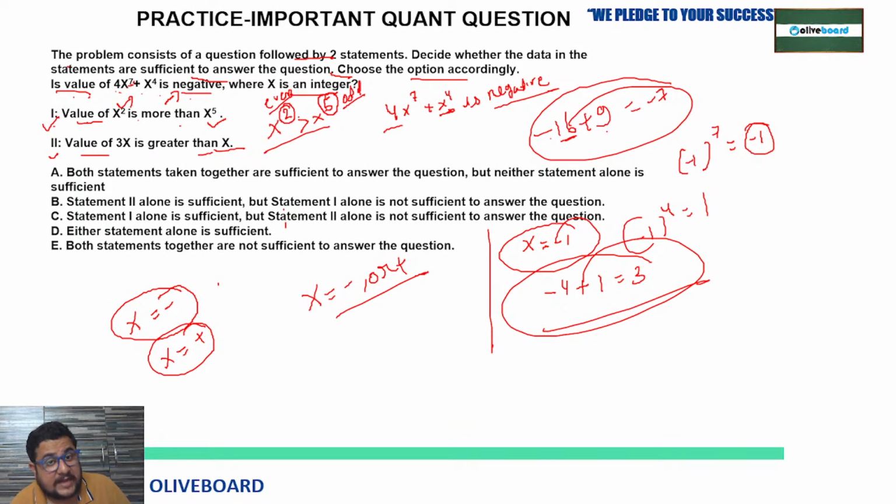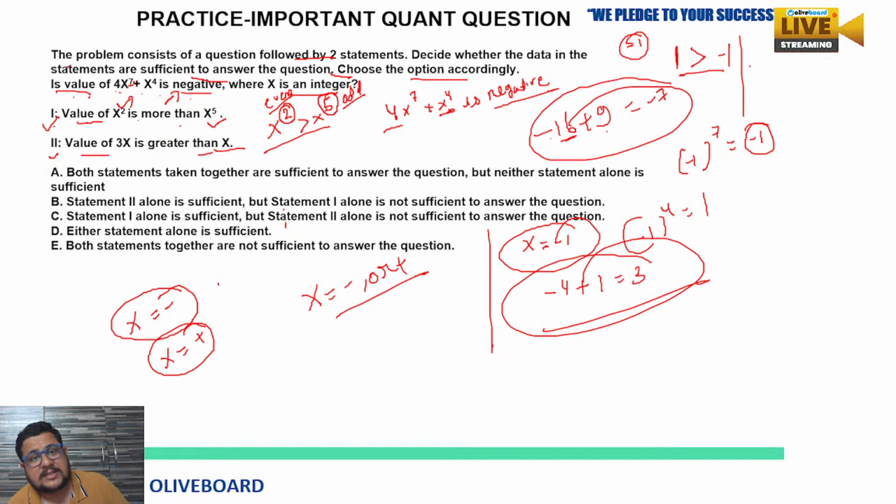But 5 is larger than 2, so generally it must be what? Suppose x is -1, so -1 square is 1, and 1 is greater than -1 to the power 5, which is -1. But suppose x is -2, so -2 to the power 2 is 4, and -2 to the power 5 is -32. So -32 is less than 4, yes.